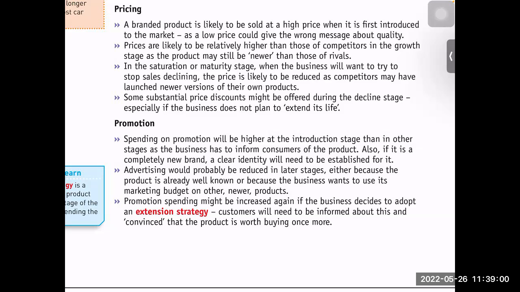Promotion spending might be increased again if the business decides to adopt an extension strategy. Customers will need to be informed about this and convinced that the product is worth buying once more.